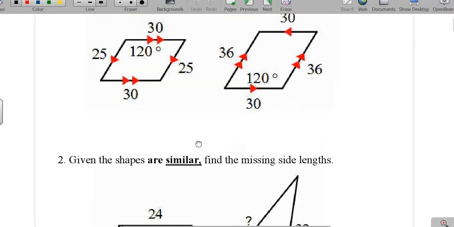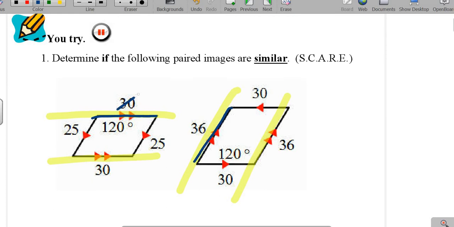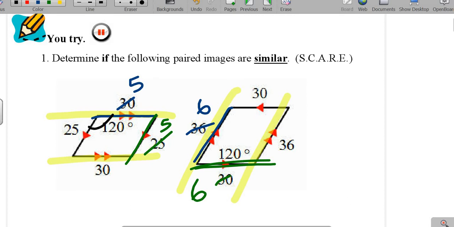Welcome back. Let's see how you did here. So we're going to determine if they're similar by scale. So let's check. Look at the parallel lines. Match these with these parallel lines. So we're going to check our ratios here. 30 to 36. 6 goes in there 5 times. 6 goes in there 6 times. And then the short to short. 5 goes in there 5 times. 5 goes in here 6 times. The angles match. And so, yes, they are similar.